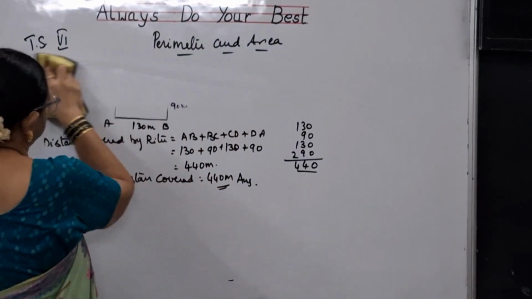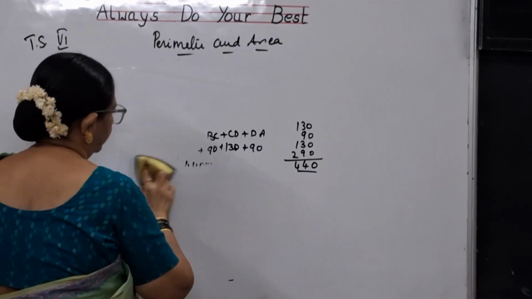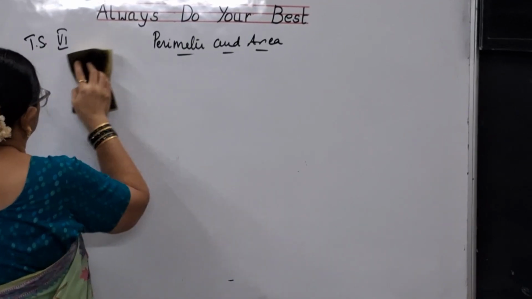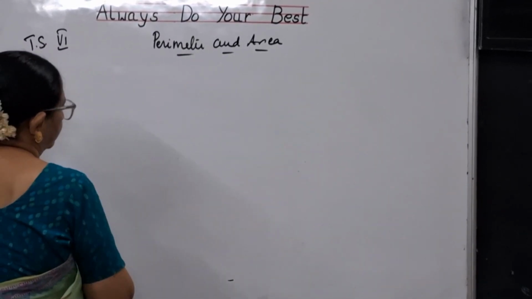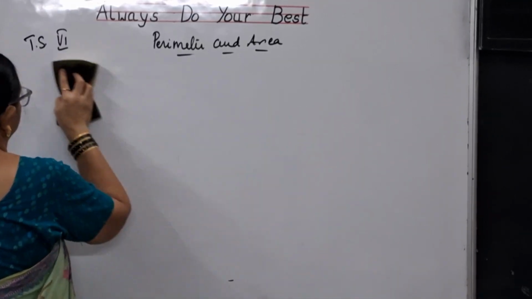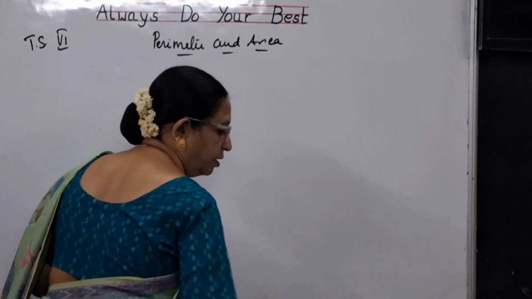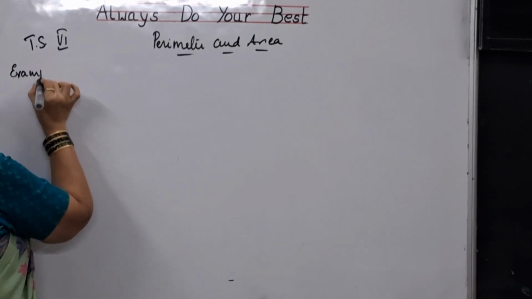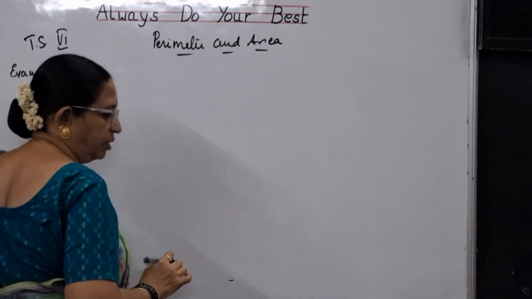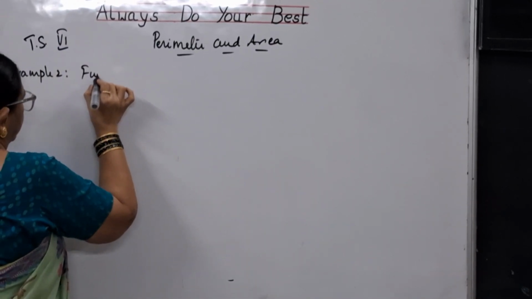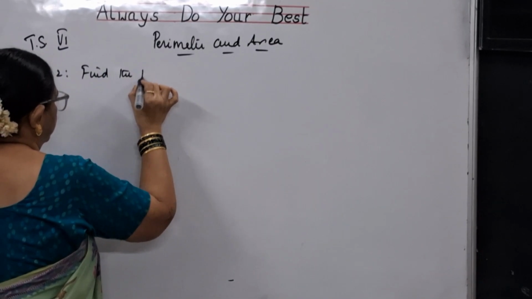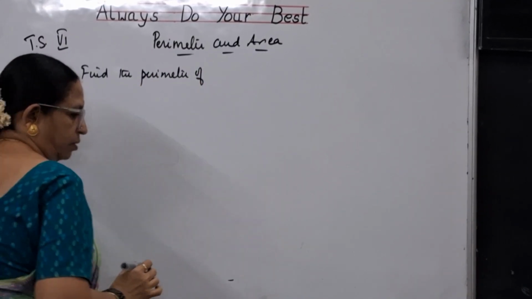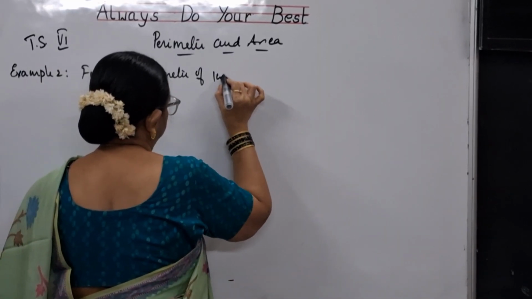Now, let us see the next one. That is example 2. The question is, find the perimeter of the given shape.